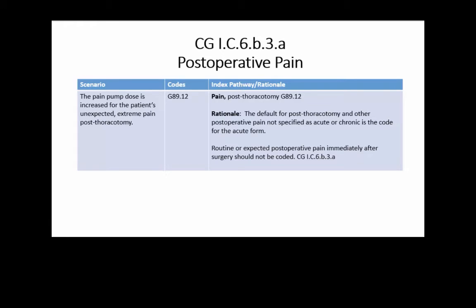Here's an example. Patient's pain pump dosage is increased for unexpected extreme pain post-thoracotomy. There is a pain code for post-thoracotomy. And the default, because we're not saying if it's acute or chronic in this scenario, would code it. I can't imagine how much that hurts because you're actually going through the patient's chest, often going through the ribs, so it would have quite a bit of pain associated with a thoracotomy. That's why there's a unique code for it.